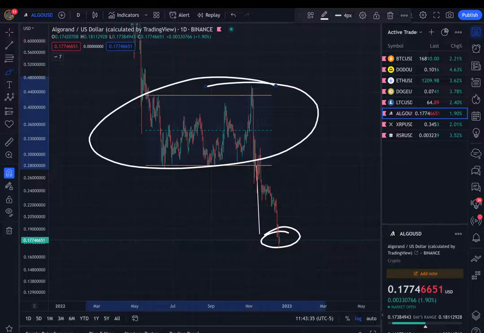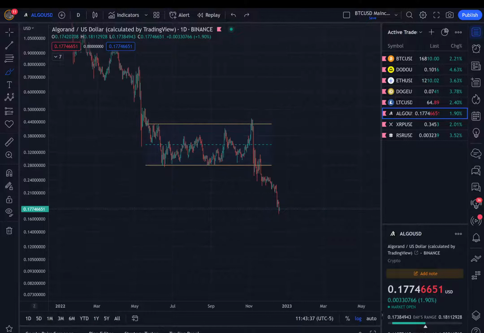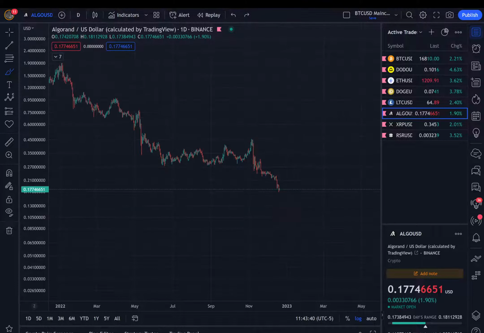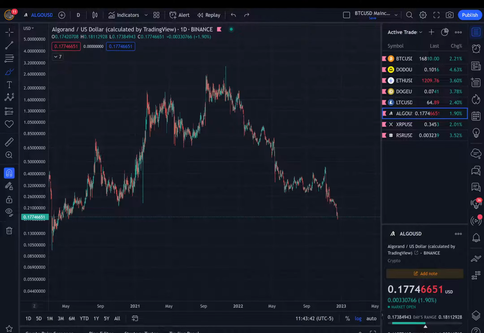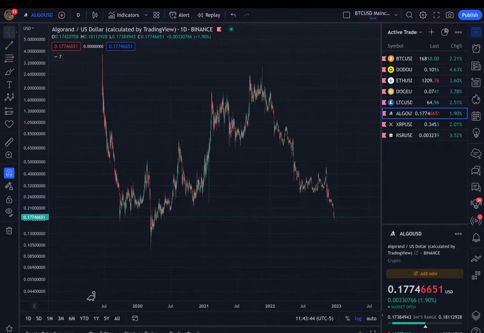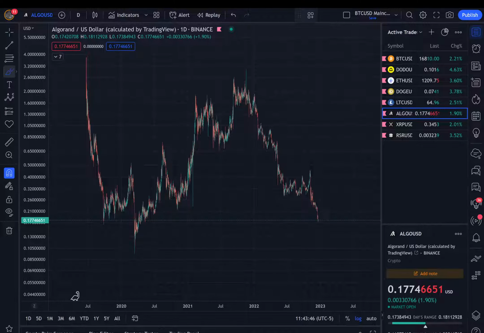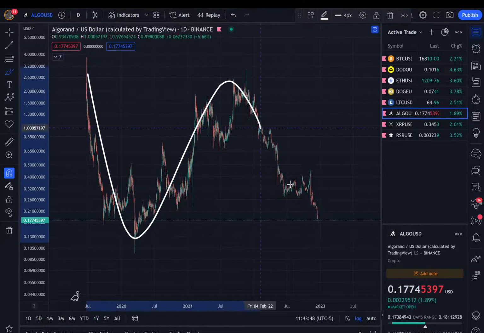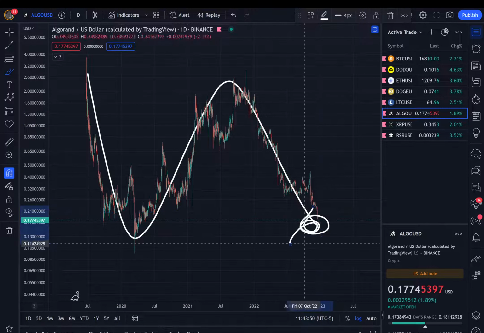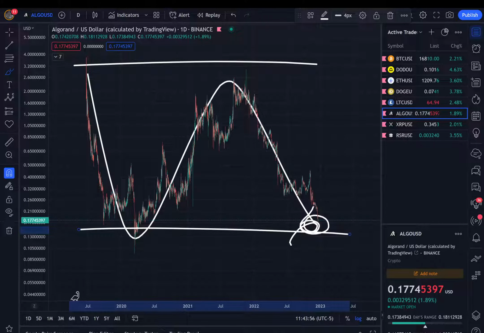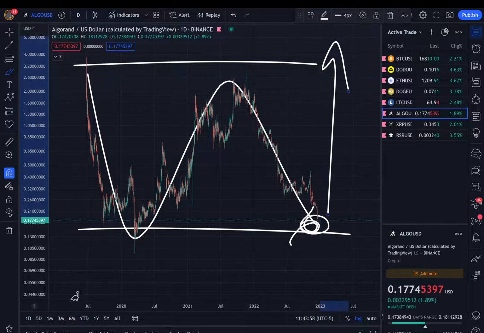Now, after this, let's go back on the high time frame. After this, what do you expect? Maybe in the scheme of things, this is the end of this accumulation. Maybe this is a massive accumulation and then you go into impulse there. That's highly probable.